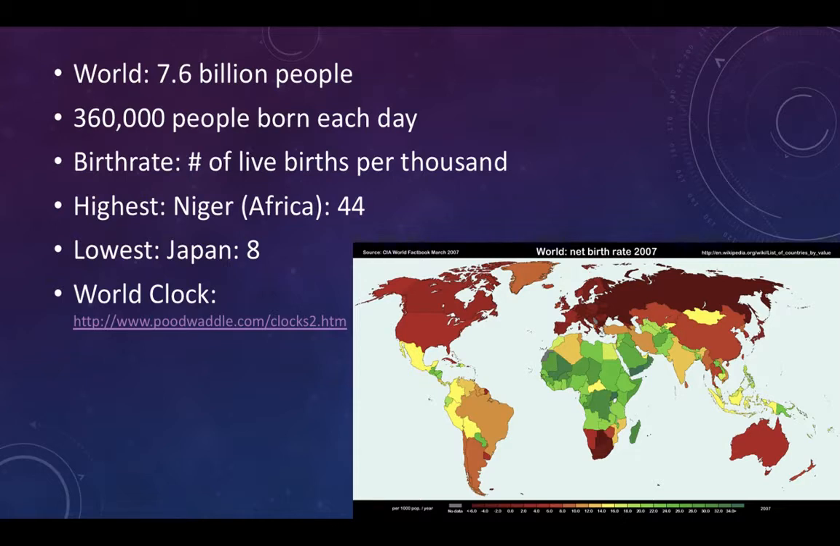A term you need to know is birth rate, the number of live births per thousand in a population. The highest is Niger in Africa at 44, which means they're having a lot of kids. Think basically 10 kids per family or so. The lowest is in Japan at just 8.